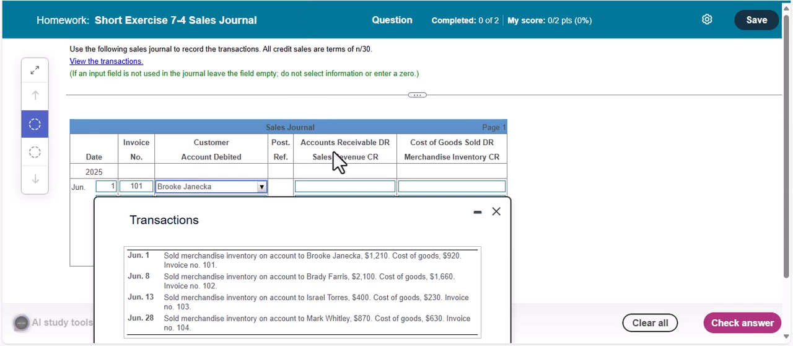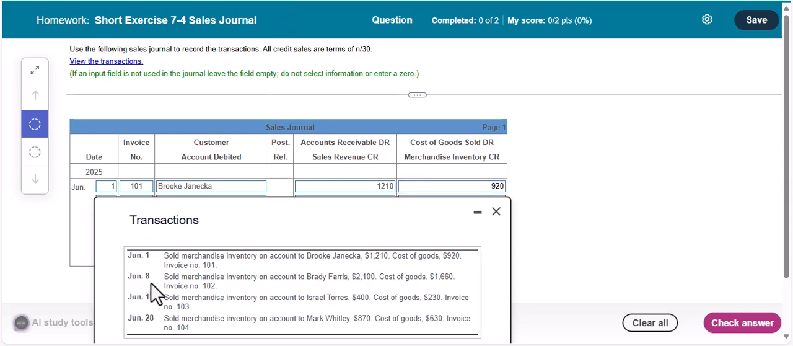And then we have our AR and sales revenue here for a journal entry in the same column. So that works out great here. So that amount is going to be $12.10 for our sale on account. And then we have to account for cost of goods, which is $9.20. So that'll go here at the end.